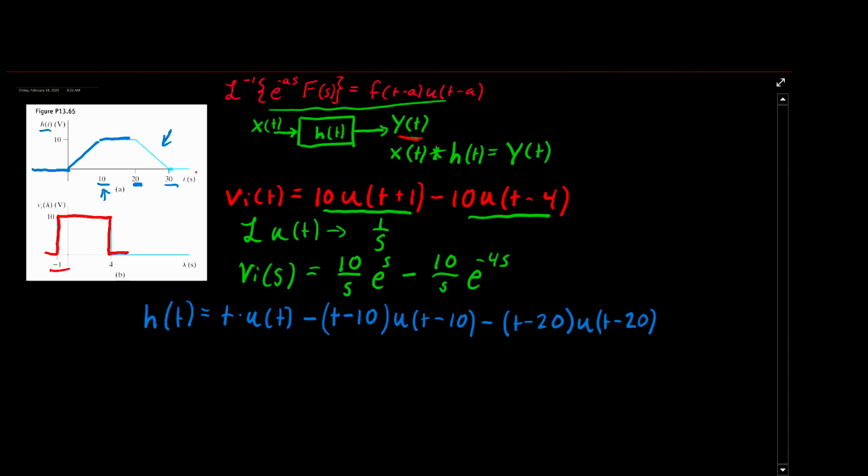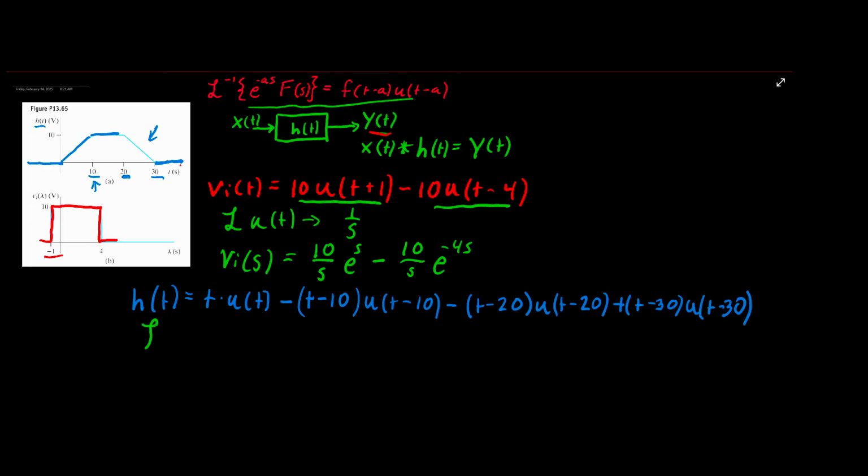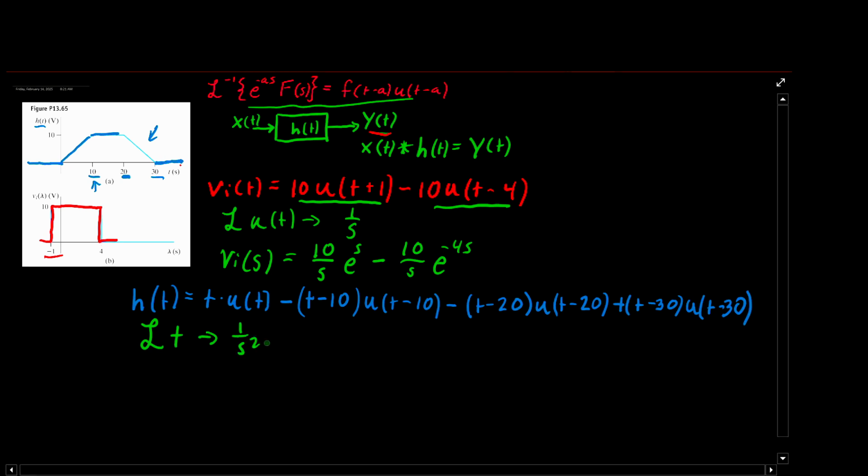Now at t equals 30, our slope levels out again, so we have to add another slope of t, but time shifted, to level out the output of our graph. So we will add plus (t minus 30) u(t minus 30). The Laplace transform of t is going to give us 1 over s squared. So now everywhere I have a t, I have a 1 over s squared, and we'll be applying the time shift theorem to these terms.